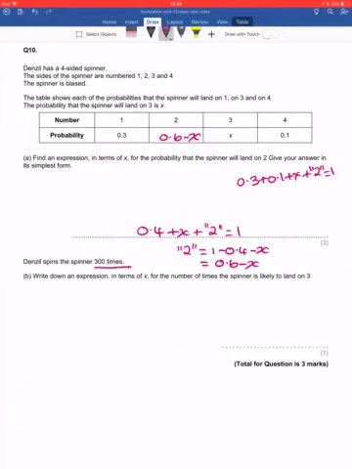Right, he's spinning it 300 times. How many times is it going to land on a 3? Well, 3 is x. So you just do 300 times x, and we don't write the times in algebra.